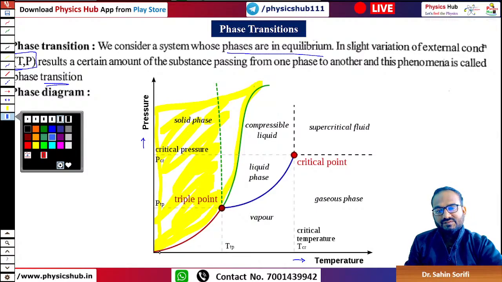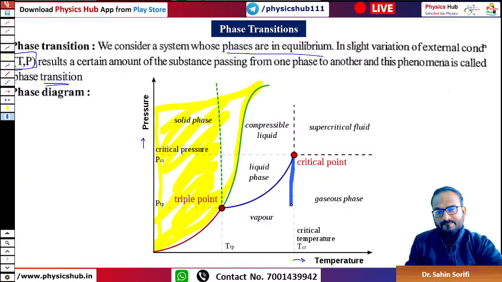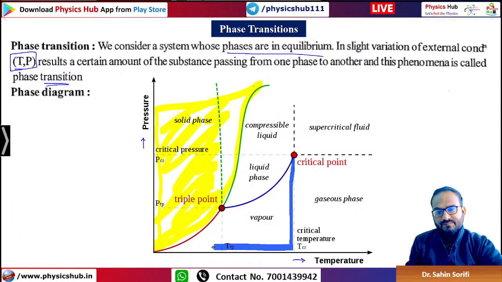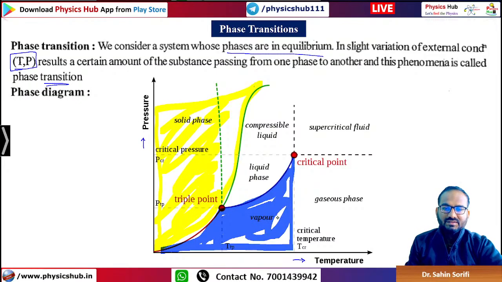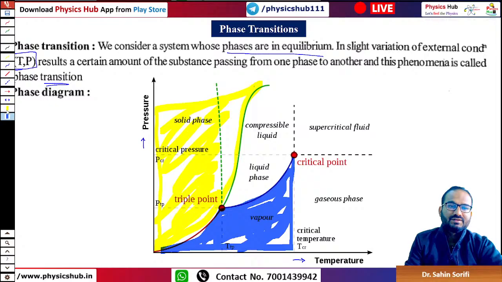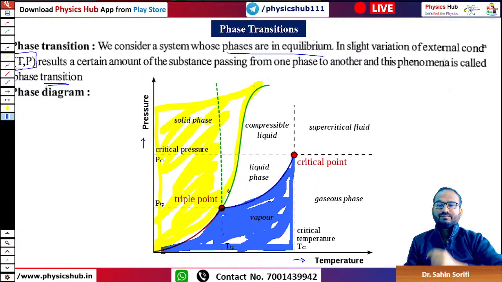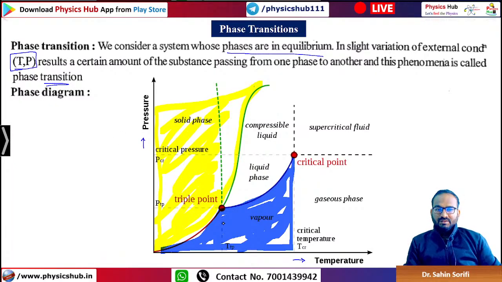Now if you consider this lower portion of this curve, from this to this is your vapor phase. This much region is vapor phase, and the remaining portion is the liquid phase, this portion. Now these three lines are meeting at some point. This point is called the triple point.